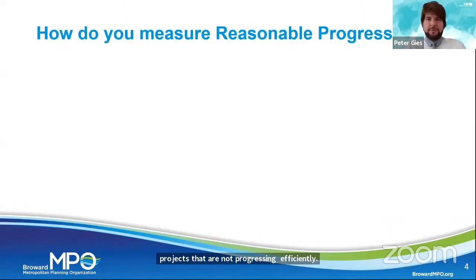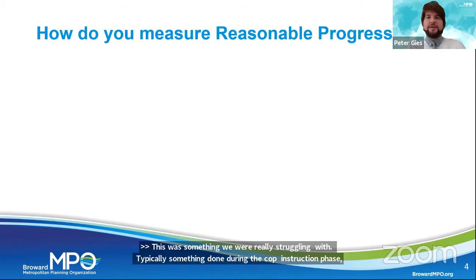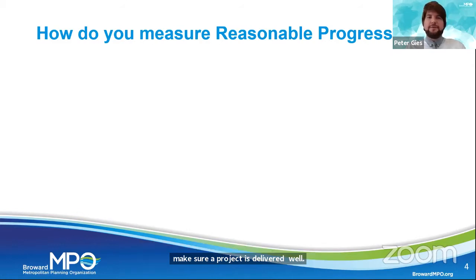So how do you measure reasonable progress? This was something, as I mentioned early on, that we were really struggling with, because typically this is done during the construction phase. You make sure that a project is being delivered well, that all the elements are being constructed, that it's being done on time, there's a schedule that needs to be followed, and it's very cut and dry. What we did initially is we took a very simplistic approach and said, well, the way you measure reasonable progress is you follow the money. You make sure that the money is being expended in reasonable times, and it's not being delayed. And we can do that easily through the Transportation Improvement Program.